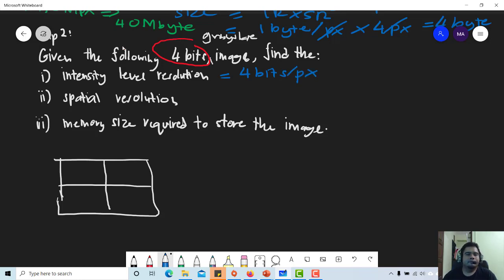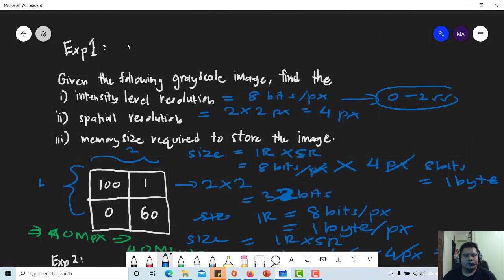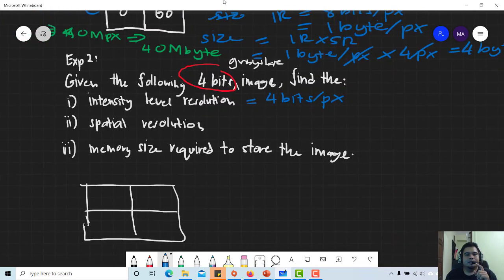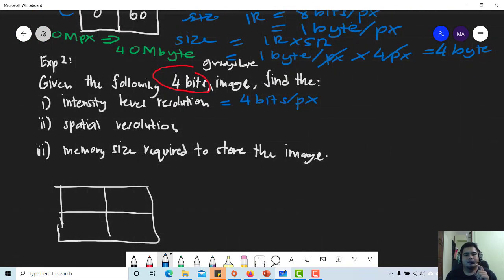So it's different from example number 1, because in example number 1 the question does not mention the intensity level resolution. It just put a grayscale image. So if there's no mention of 4-bit or any bit, then by default you need to use 8 bits per pixel, because that is the default value in your computer. Just remember that. But for the second example, since the question already directly mentioned the 4-bit grayscale image, it means that the intensity level resolution right now is 4 bits per pixel. Just remember that.